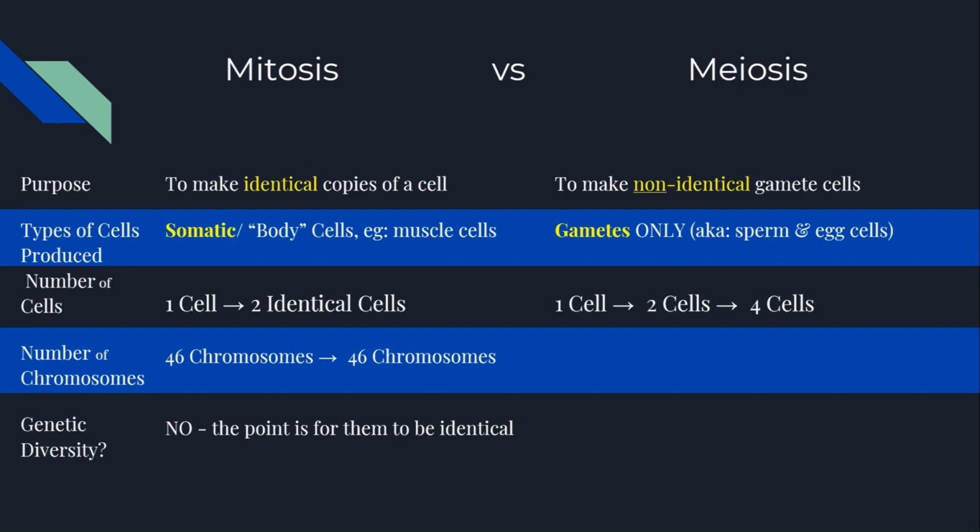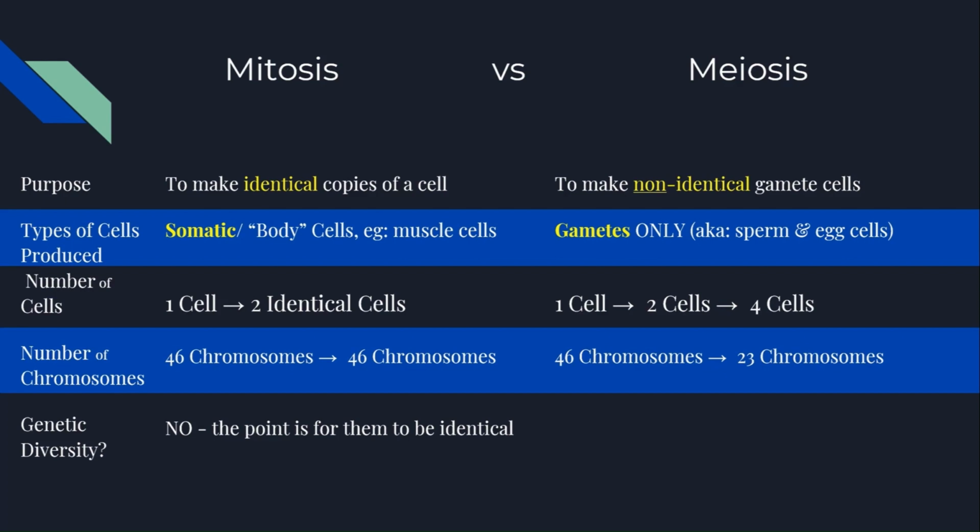You go from one diploid cell to two haploid cells in meiosis 1, and then from there to 4 haploid cells in meiosis 2. So we start with 46 chromosomes if we're looking at a human cell, and we end with 23 chromosomes in each one of those gametic cells, our sex cells. So those are each haploid cells.